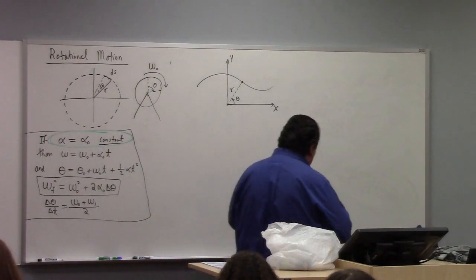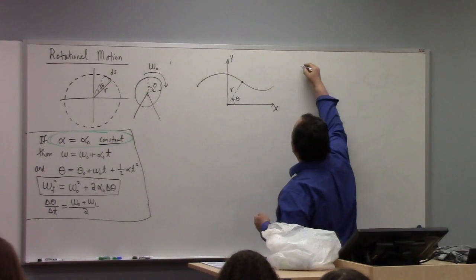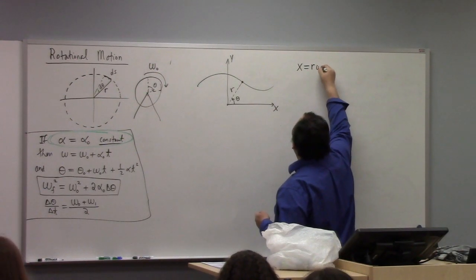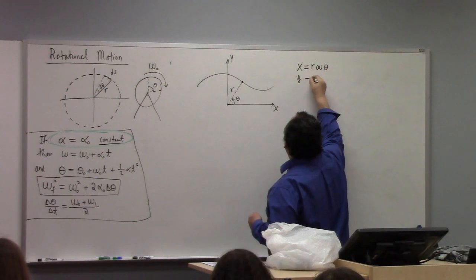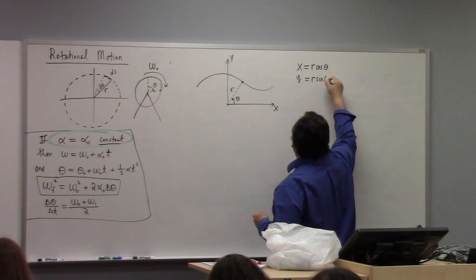How do we figure those out? It's actually pretty easy, guys. We just write down x is r cosine theta, and y is equal to r sine theta. Everybody knows this, right?